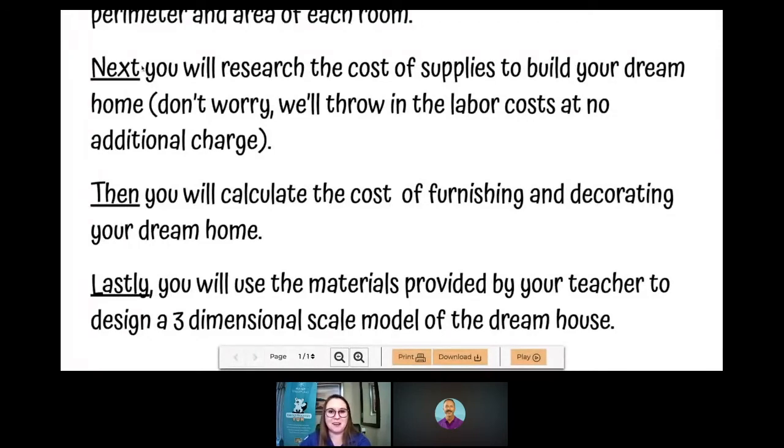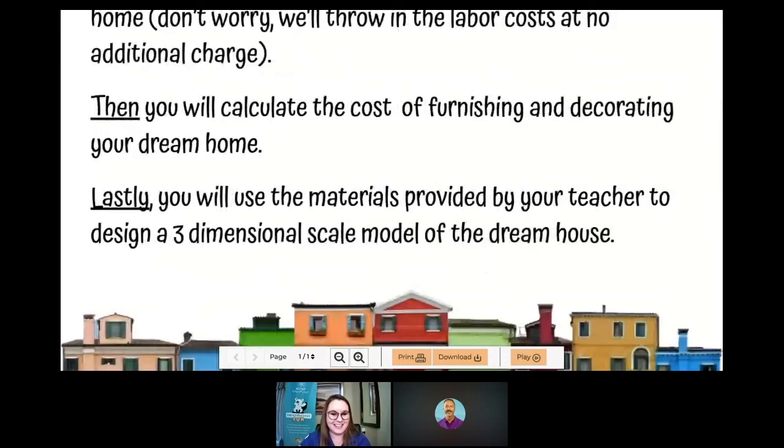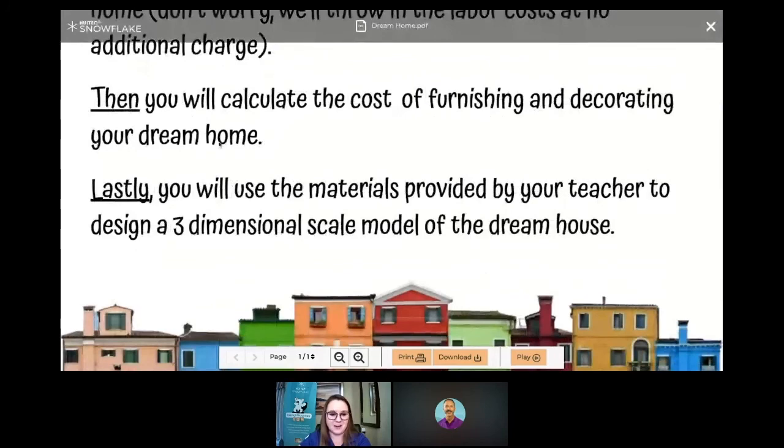You can use so many online resources to calculate the cost of lumber, the cost of tile for their floor, or the cost of a fancy chandelier or whatever. So then all of the furnishings and decorating of the home.